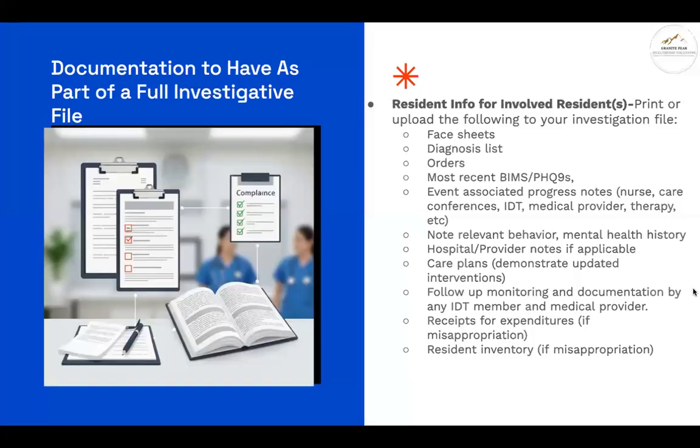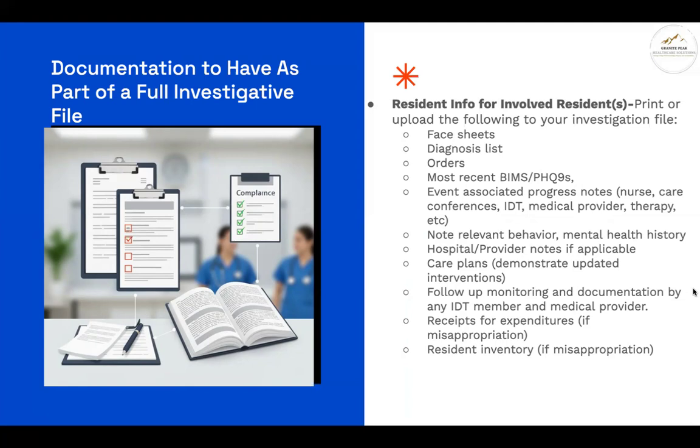Okay, now to the fun one, documentation. These are things that you want to have as part of your full investigative file, starting with resident information for involved residents. I have some buildings that do an investigative file online, as part of a drive that the company has. I have others that print everything out. I don't have a preference, just as long as you can access the information.